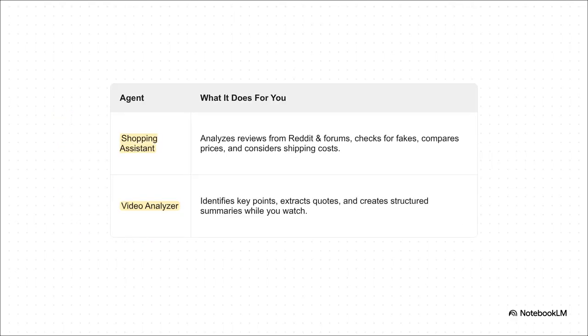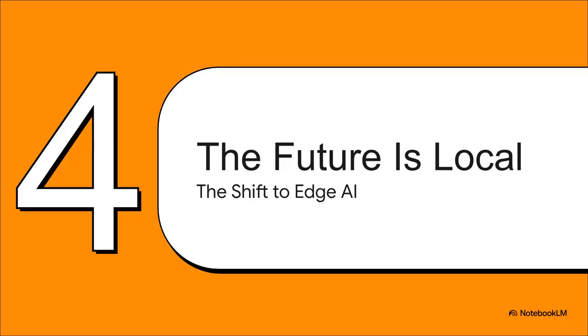And we're not talking about simple stuff here. This is deep, meaningful analysis. For example, the shopping assistant doesn't just compare prices. It's digging through Reddit threads and forums to find what real people are saying. It's trying to spot fake reviews, and it even considers things like shipping costs. Meanwhile, the video analyzer is pulling out key points and quotes from a video while you're watching it. It's pretty incredible.